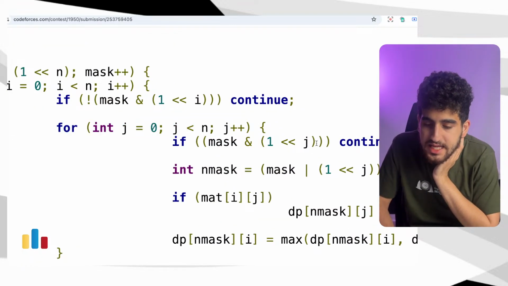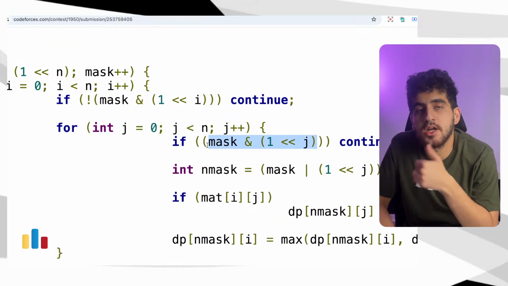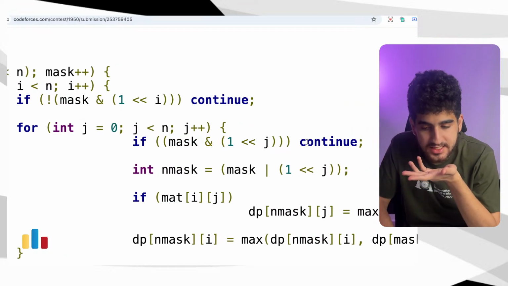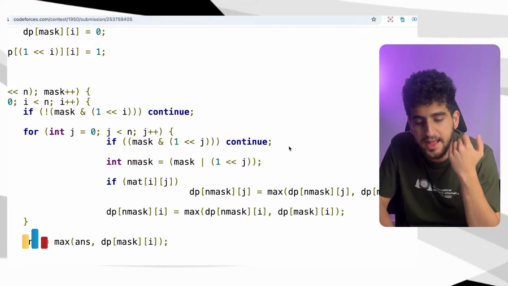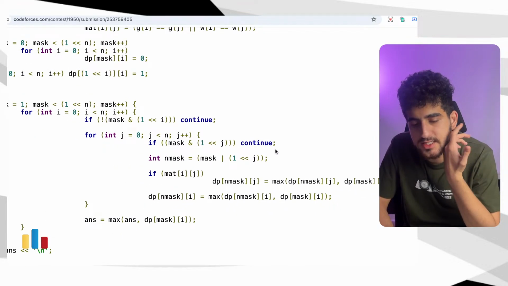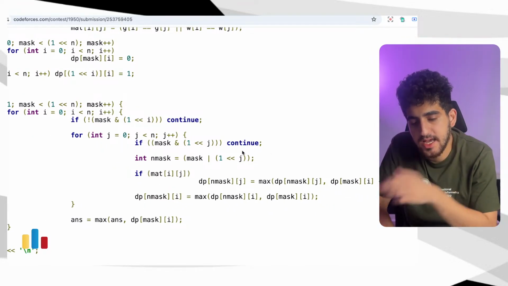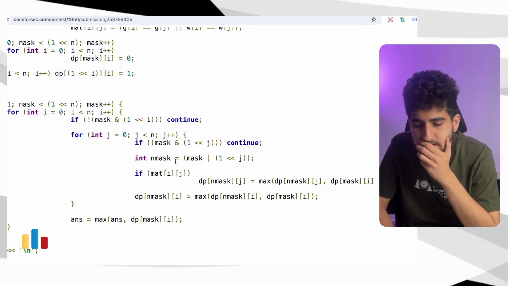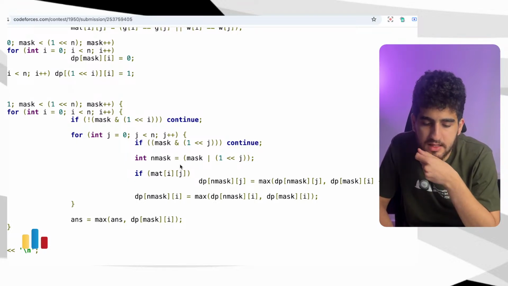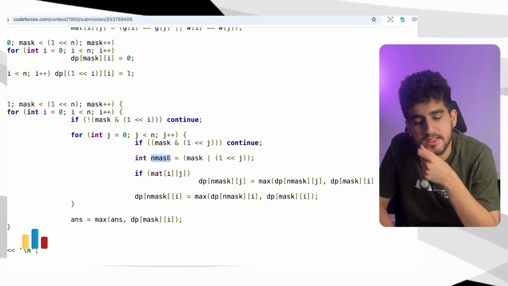This time, if mask and 2 to the power of j was non-zero, I will continue, because j this time should not be in the mask, because I'm adding it. It must be a song that is not in the mask and I'm adding it. And I say that my new mask is going to be mask or 2 to the power of j, because 2 to the power of j will be added to mask, and mask is my new mask.